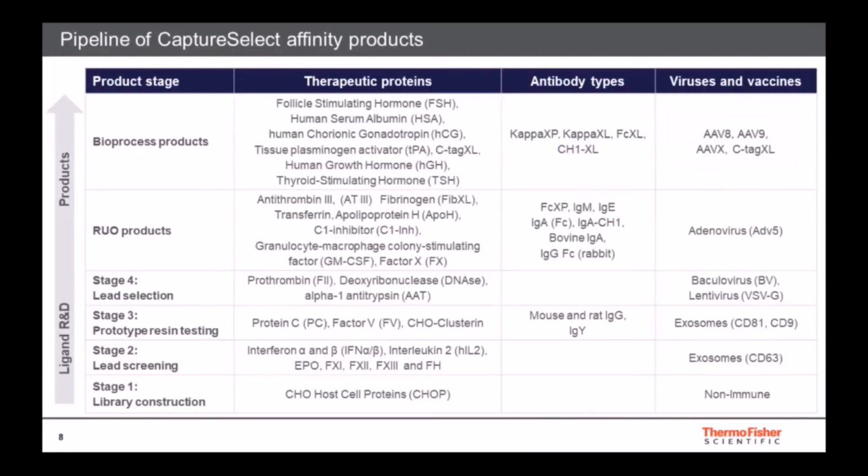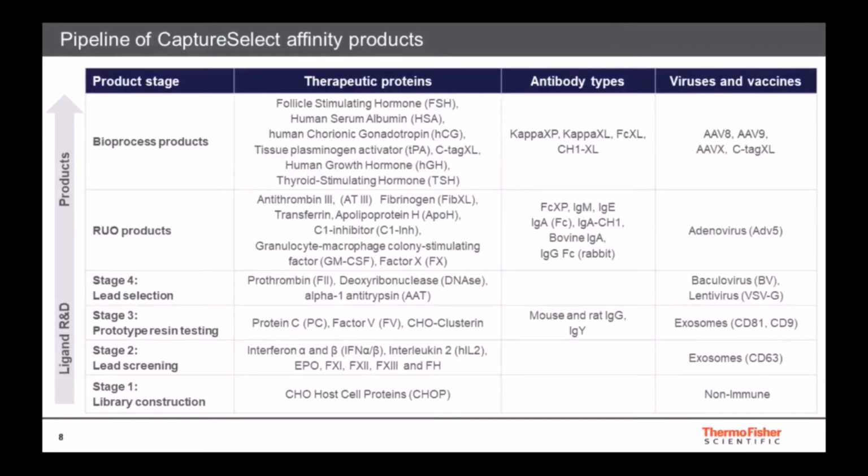And so if we transition to the next slide, within CaptureSelect, you can see on this slide, this represents the pipeline of our catalog products on the market and in development. This isn't customs. We don't talk about customs broadly. Those are proprietary, so we don't share that information. But within the catalog products, you can see at that top tier, the BioProcess products, those are all the things that are available on the market at scale with regulatory support packages. So they're all suitable for GMP manufacturing. And you can see there's a huge number of therapeutic proteins in there, antibody types, and virus and vaccine resins. So a lot of variety of targets.